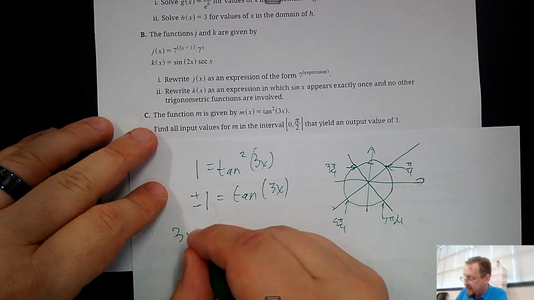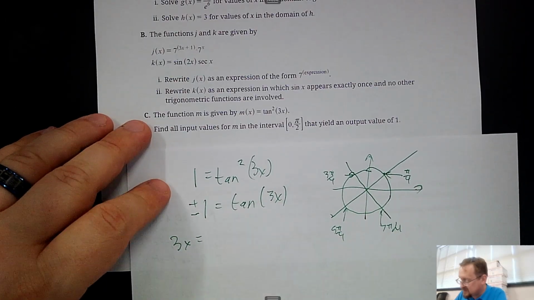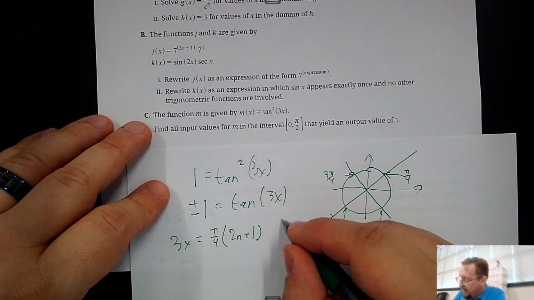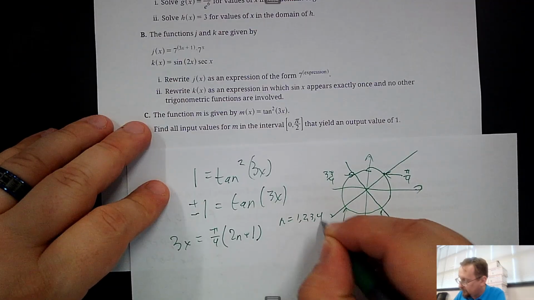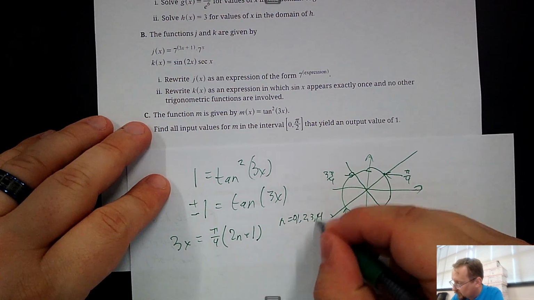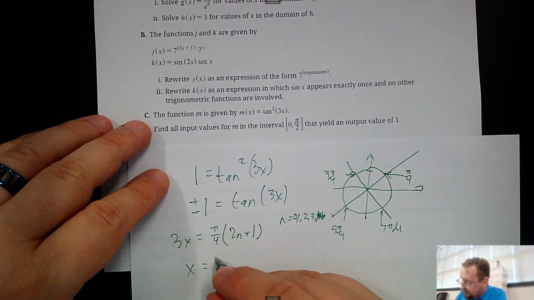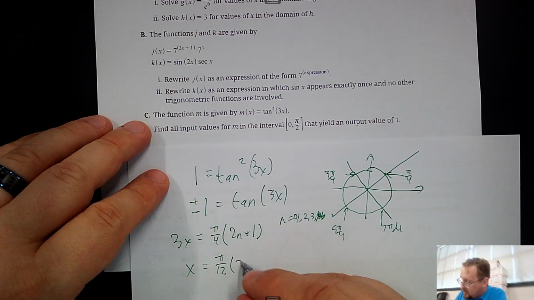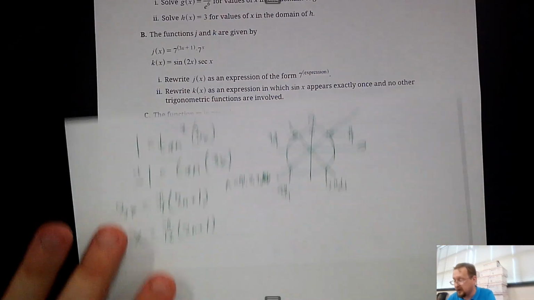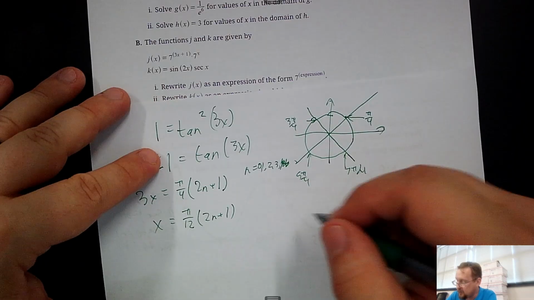So I'm going to say 3x is equal to, let's just call it pi over 4 times 2n plus 1, and n can be 0, 1, 2, or 3. That works for me, okay? So now I'm going to divide. I'm going to say x equals pi over 12 times 2n plus 1. Okay, so now I actually need to plug in every possible n that outputs something that is between 0 and pi over 2. So here we go.